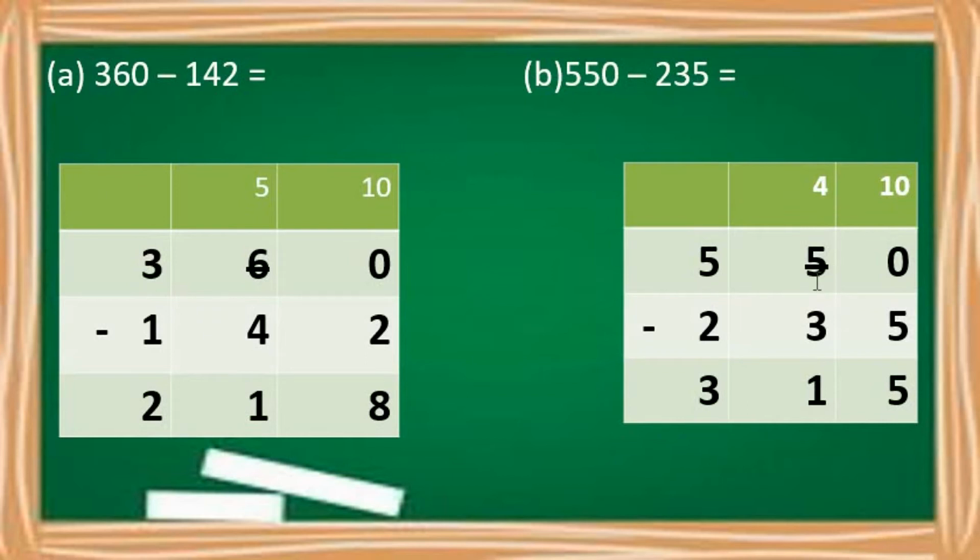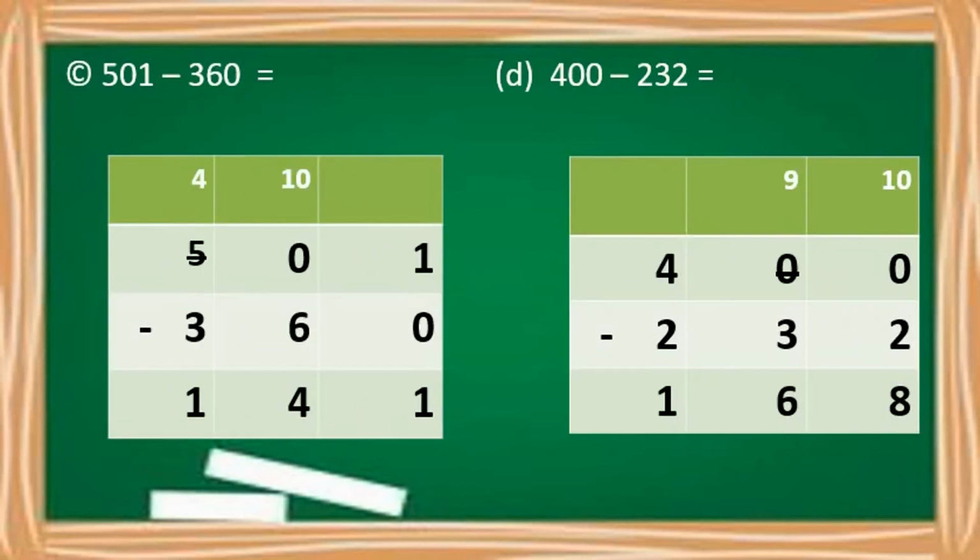I cut the 5 here and put the 4. So 4 minus 3 is 1. Understood? Then further 5 minus 2. So I wrote here 5 minus 2, 3. We can take 2 from 5. So the answer is what? 3. So 350 is our answer. Understood, all of you? Now let's move on to question number C.